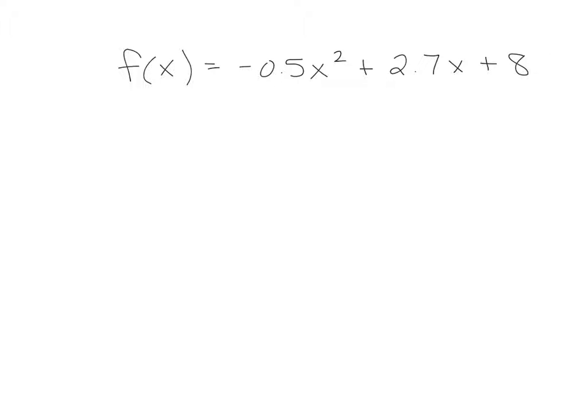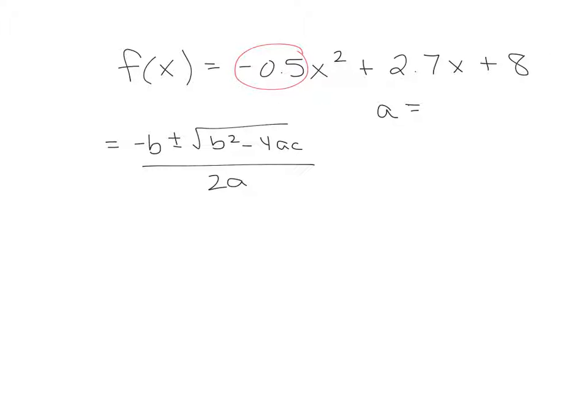In order to find the x-intercepts, we're going to use the quadratic equation. The quadratic equation is negative b plus or minus the square root of b squared minus 4ac all over 2a. The value for a is the number in front of the x squared term, and we take the sign with it. So that would be a negative 0.5.